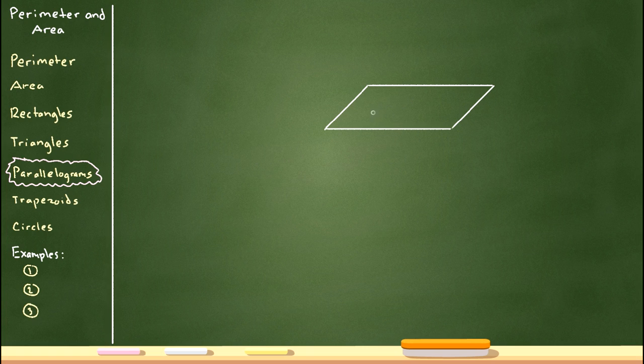But the idea here is that this top portion is the same distance as this bottom portion, and they are parallel. So these lines will never touch, no matter how long you extend those lines. And the same with these two sides, this slanted side and this slanted side. These are also both parallel lines, and they are the same distance. Okay, so that's a parallelogram.